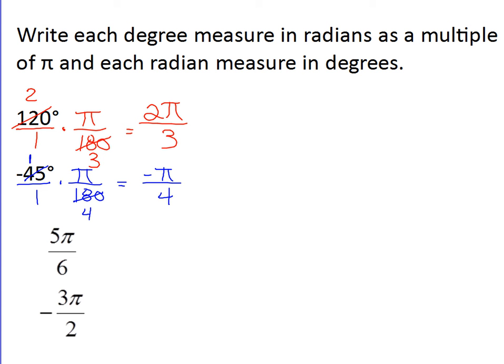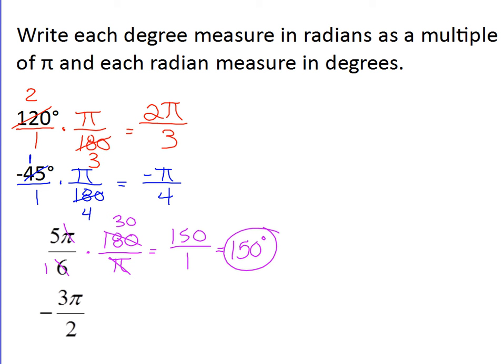Now we have 2 radian measures, and we need to get back to degrees. To do this, you multiply by 180 over pi instead. Those pi's are going to cancel. We're going to see if we can reduce any farther. 6 goes into itself 1 time. 6 goes into 180 30 times. If we multiply straight across, 5 times 30 gives us 150. 1 times 1 is 1, or that's just 150 degrees.